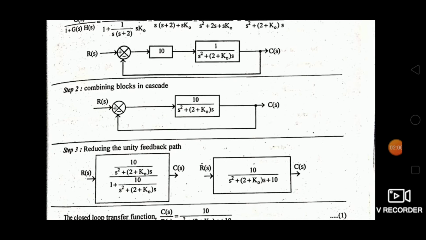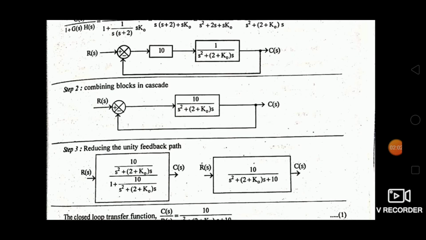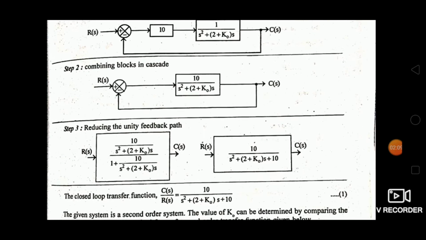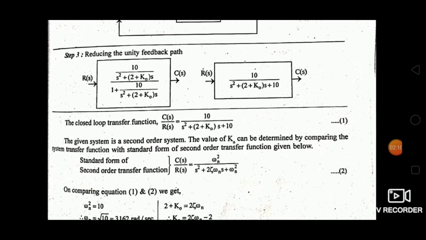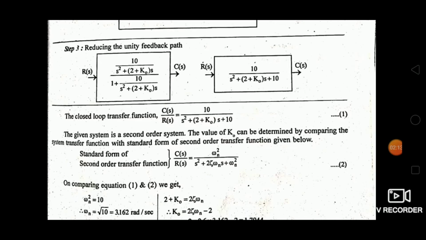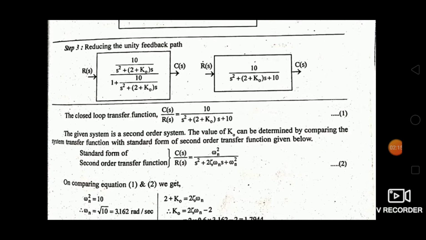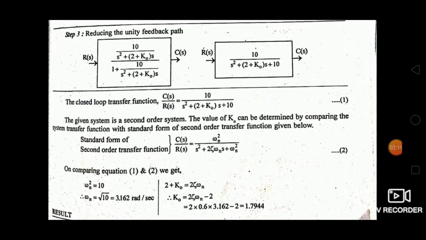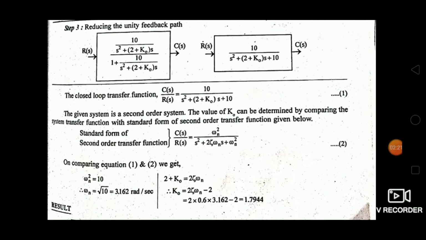On this, the final C of S by R of S value is 10 by S square plus 2 plus K naught into S plus 10. Already we know the formula for the second order system, omega n square by S square plus 2 zeta omega n S plus omega n square. Comparing both equations, omega n square is equal to 10, omega n equal to root 10. From this, omega n value is 3.162 radians per second.